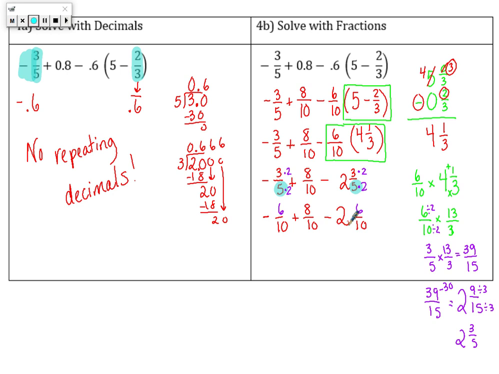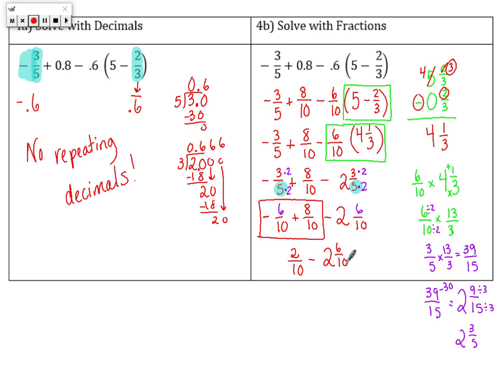So we always work left to right when we do addition and subtraction. This one came first. Notice these are different signs. We know when they're different signs you actually subtract. So 8 minus 6 would give us 2 tenths, and we take the sign of the bigger number, the positive, minus 2 wholes and 6 tenths.